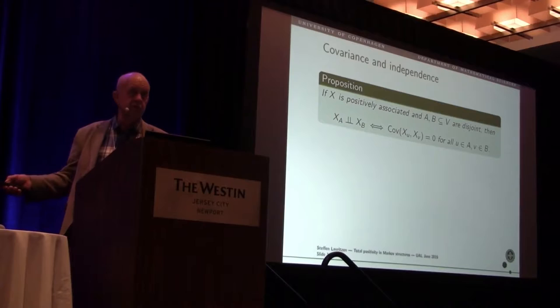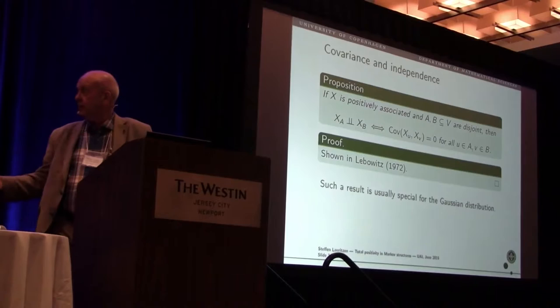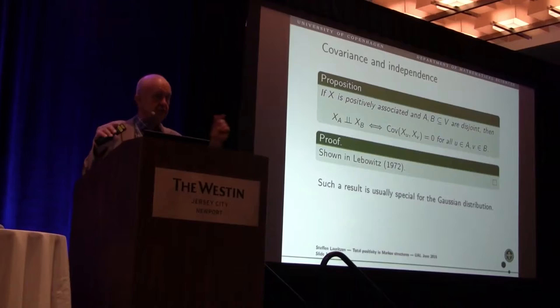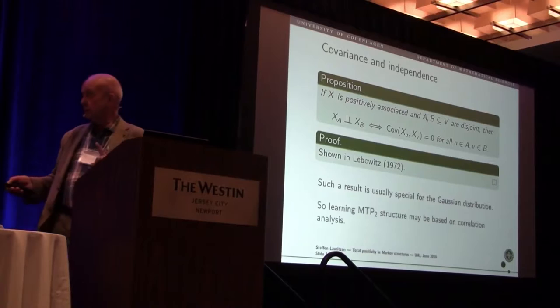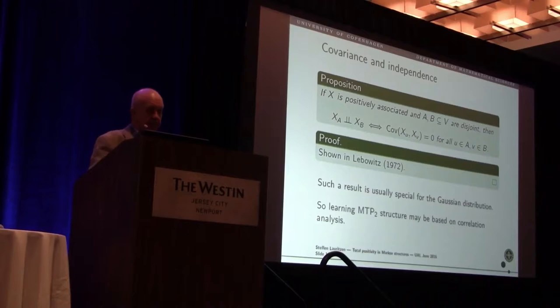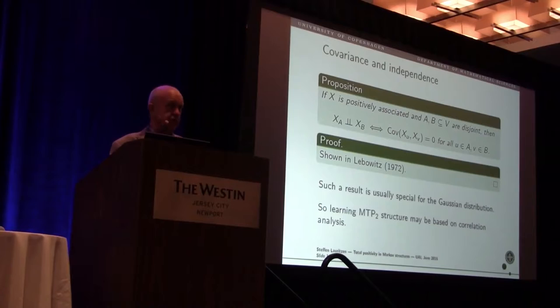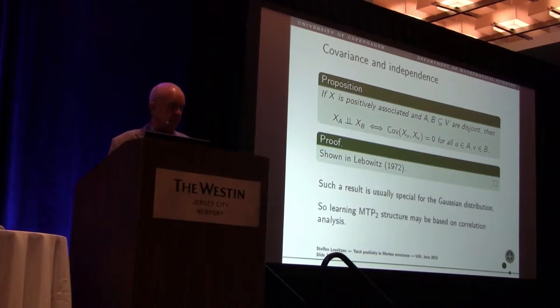So this means something which is otherwise only true for the Gaussian distribution. Take any distribution whatsoever. If it's MTP2, you can check independence just by looking at the covariances. Now this can be quite important for any kind of structure learning. If you want to do structure learning, you will be able to look at the covariances and infer quite a lot about the distribution and the associations just based on the covariances, which of course computationally has the potential of making fast analysis possible.